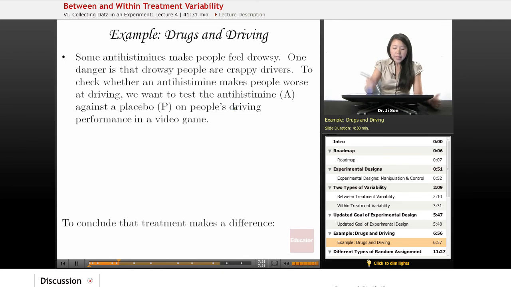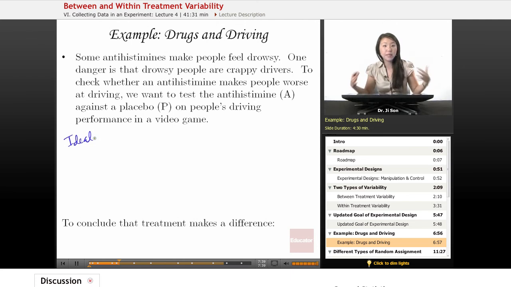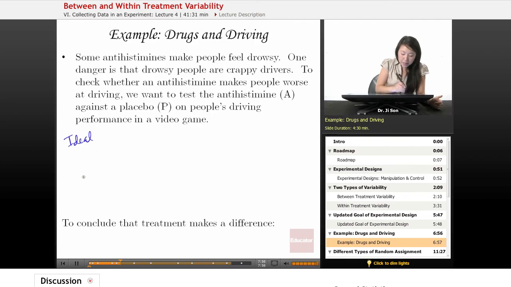Well, here's sort of the ideal case. In the ideal case, in order to determine whether antihistamines cause people to be crappy drivers, one thing you might want to look at is the score on the driving performance. Higher score means you're better at driving. Lower score means you had more crashes or swerves or whatever it was, right? And so maybe if we draw a dot plot of the antihistamine people, we'll see them all having sort of low scores, right?